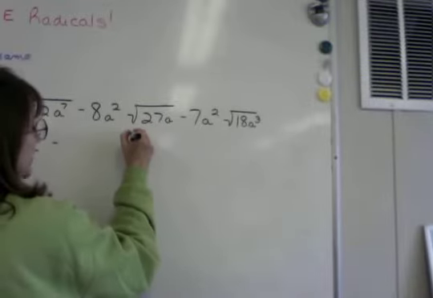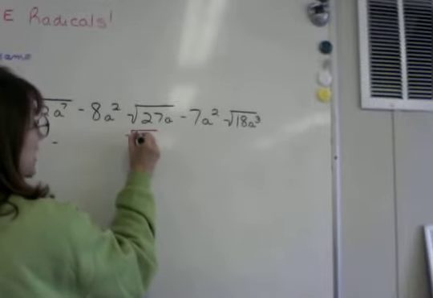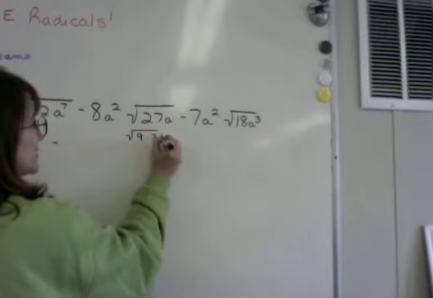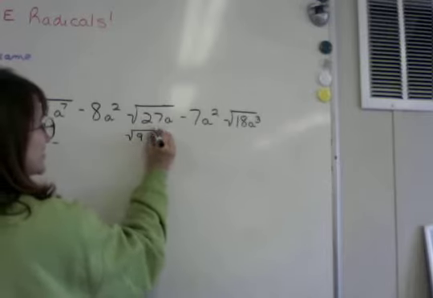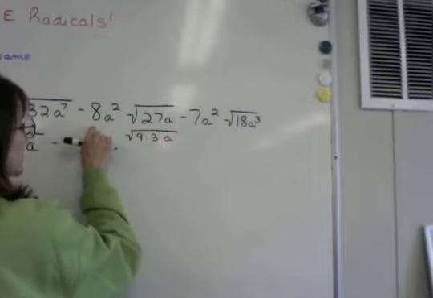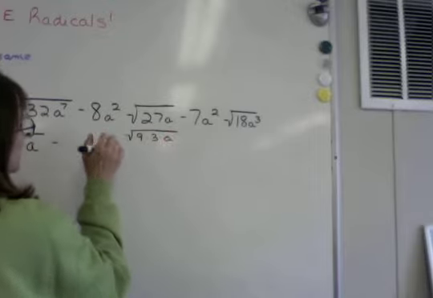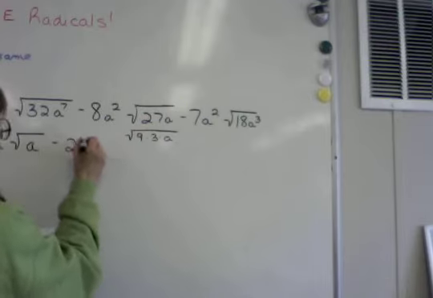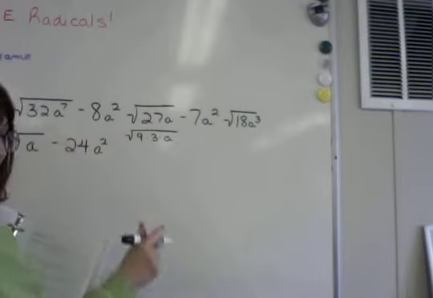What would be 2 factors of 27? How about 9 and 3? Perfect square. The perfect square is going to come out, and the A is just going to hang out here with it. This perfect square is going to be 3, and it's going to multiply to that 8. So 3 times 8 is going to become 24. A square is going to stay there.